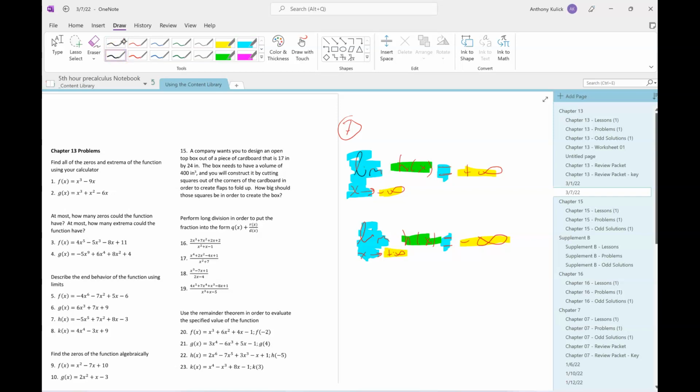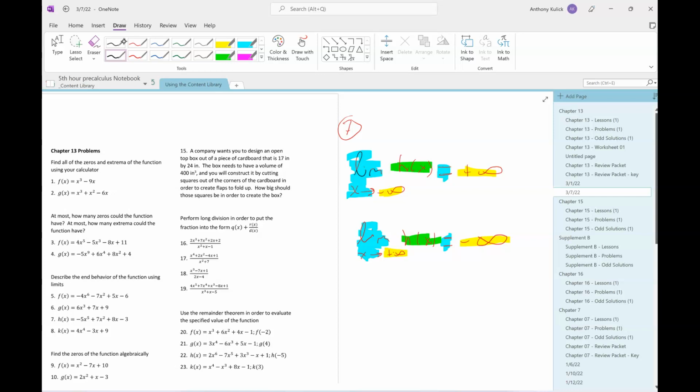Anyone else? Questions from 1 through 8 before we jump into the next set of stuff? Victoria, you're happy? So the notation is just a little bit different than what we used last year, but the same kind of idea when we talk about end behaviors.